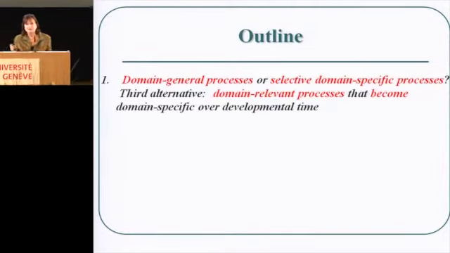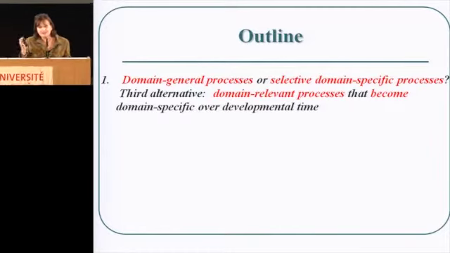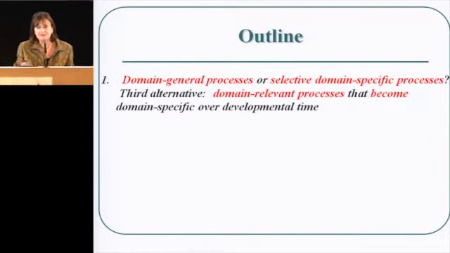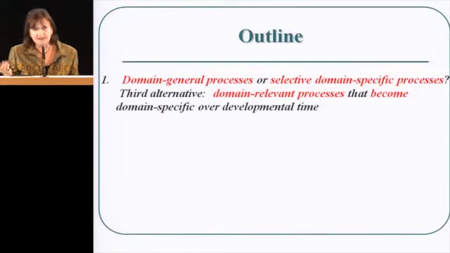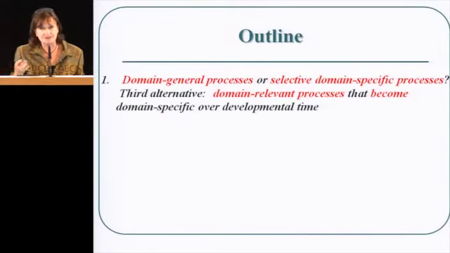So I can give you an idea first of the outline of my talk, and then I'll go through each of the different parts. So the first part I want to talk about is the difference between domain general processes versus selective domain-specific processes. And I'm going to offer a third alternative, which is rather different, which I call domain-relevant processes that become, over time, once we reach adulthood, domain-specific.